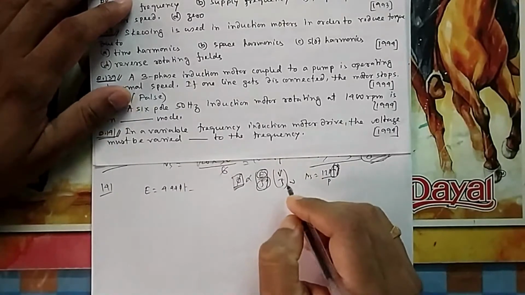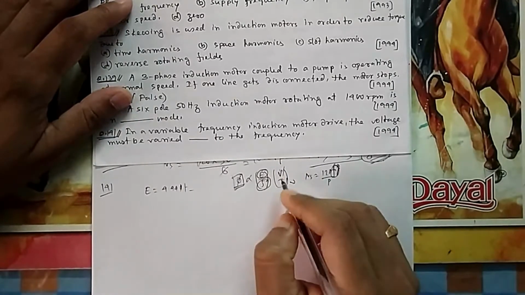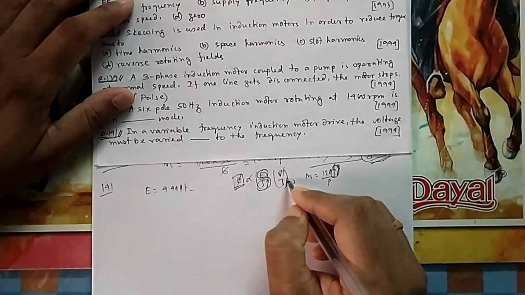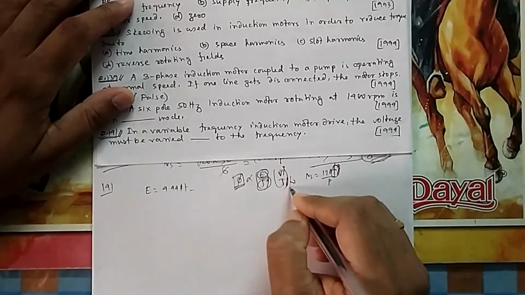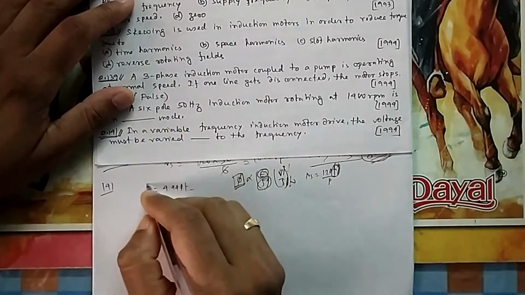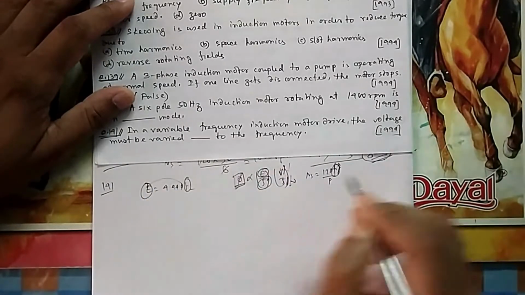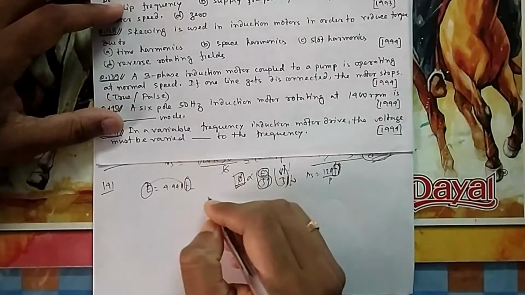So this is always maintained. If you change this one, accordingly you have to change this one. So this is a linear relation. If you are increasing this one, this should also increase. If you are decreasing this one, that should also decrease, because E and F, you can see, have a linear relation. So it should be varied linearly.